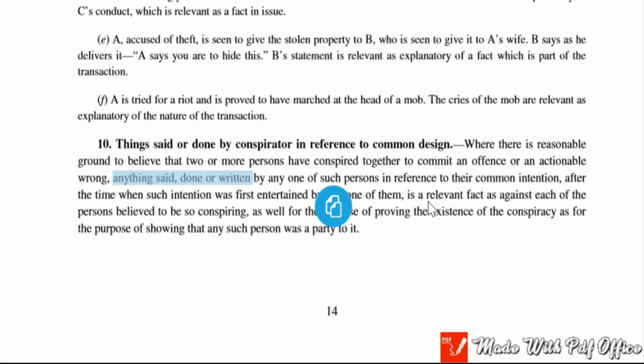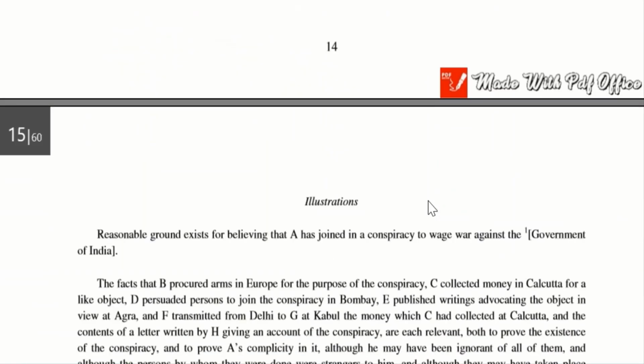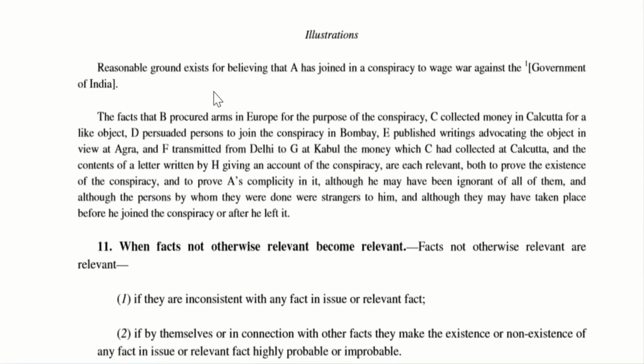Now let us move on to the illustration which has been provided. The illustration says, reasonable ground exists for believing that A has joined in a conspiracy to wage war against the government. So they accuse a person A of having joined a conspiracy to wage war against the government of India. Imagine a person is conspiring against or waging war against the government of India.